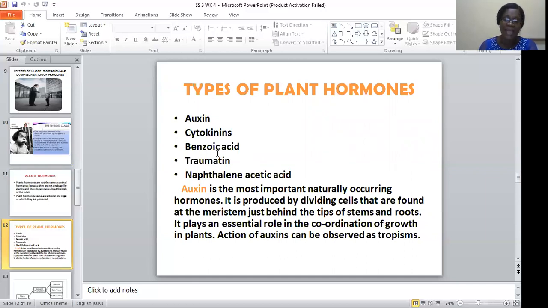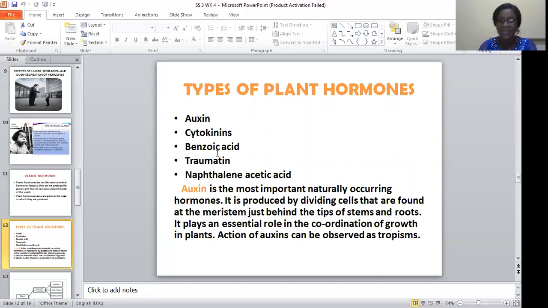We have benzoic acid. We have chromatin. And we also have acetic acid. We are going to be talking about them one after the other. Let's pick the hormone Auxin for the first one.